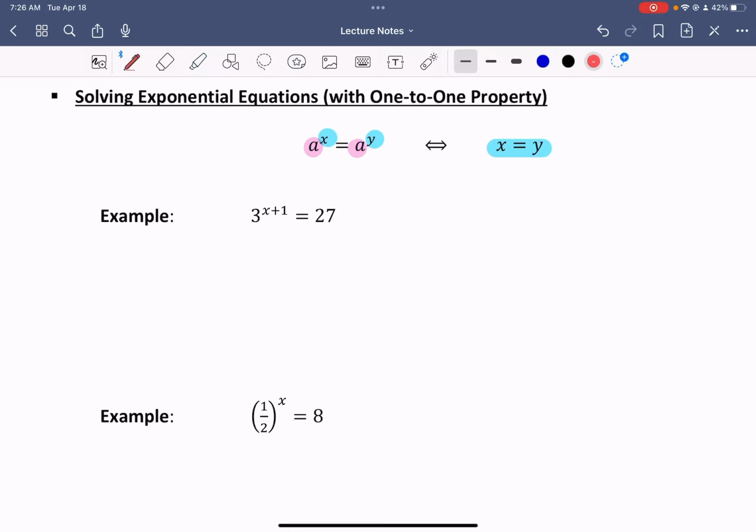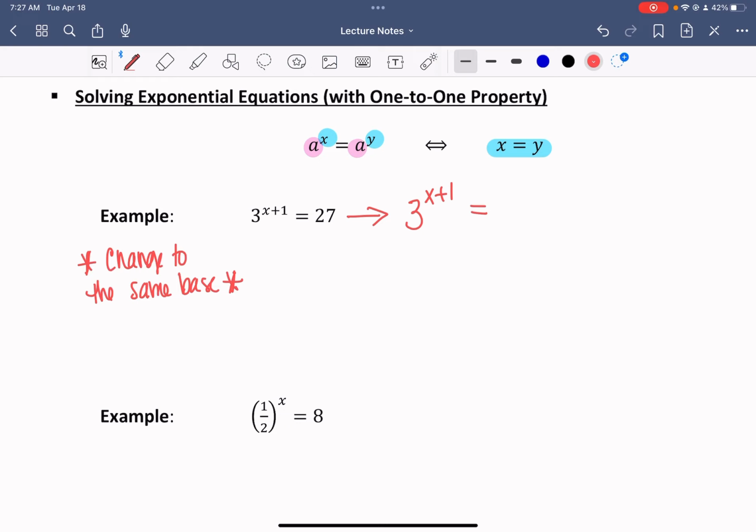So like in this first example, 3 to the x plus 1 equal to 27. What we want to do is try and set these up so that they have the same bases. Our goal with this one is we want to change to the same base. And so we can get it into exponentials on both sides, and we can use that one-to-one property. So I'm going to look at this and say, okay, 3 to the x plus 1, that's fine. But 27, could I turn that into a base 3?